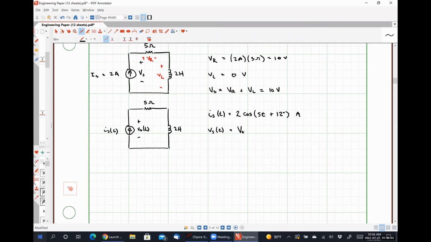my expectation is that VS of t, the voltage drop over that source, will be of the form Vm cosine 5t plus some phase angle theta b volts. So in our first example, we put a DC current in and got a DC voltage out. I'm expecting now that when I put a sinusoidal current in, I will get a sinusoidal voltage out that is operating at the exact same frequency. Does anybody not understand that?